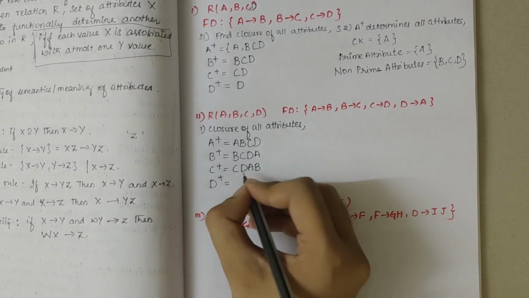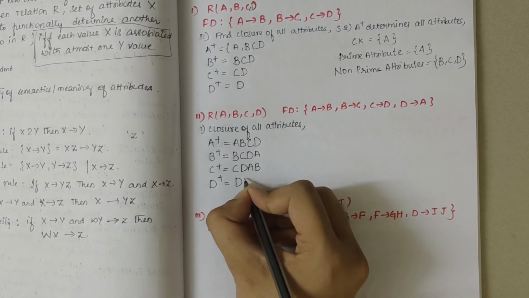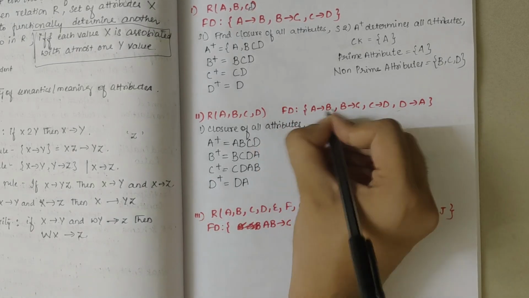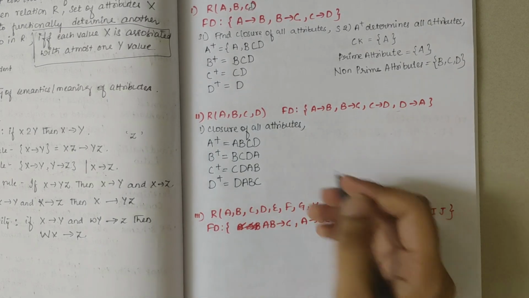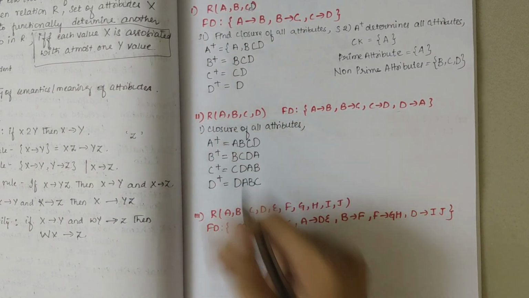Next, I'll find D closure. First I'll write D and check if D determines anything. D determines A. A determines B. B determines C. And C determines D. So I need not write D again. So I have found closure of all the attributes.